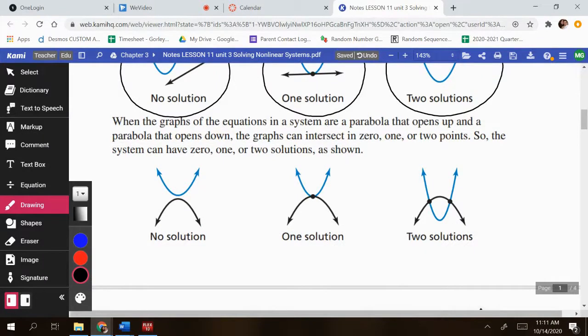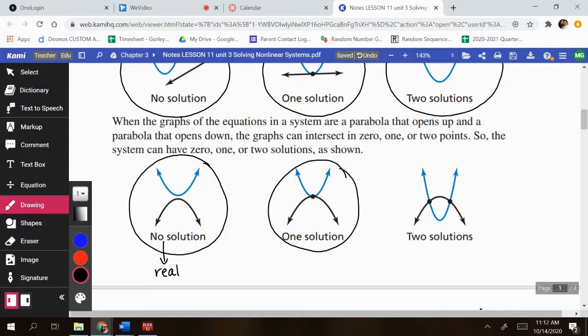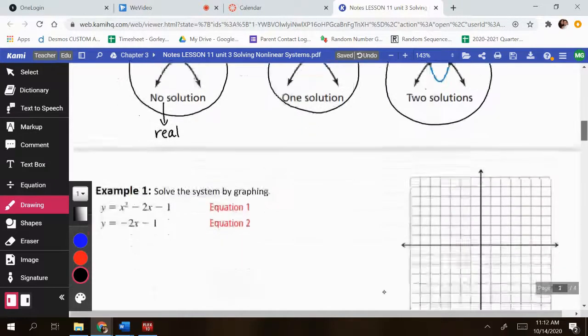When we have 2 parabolas, then the graphs can intersect in 0, 1, or 2 points. So again, if there's no intersection, they would have no solution. No real solution. I should really put real, right? Because it's possible to have imaginary solutions. Okay. 1 real solution is 1 intersection point, and 2 real solutions is 2 intersection points.